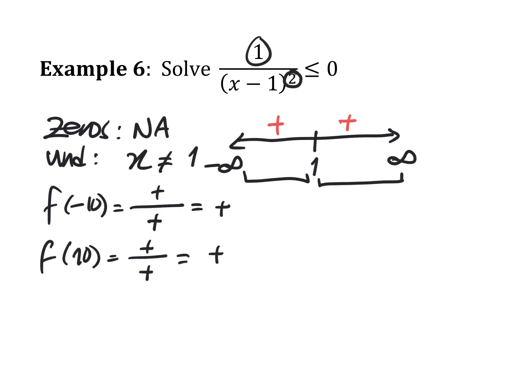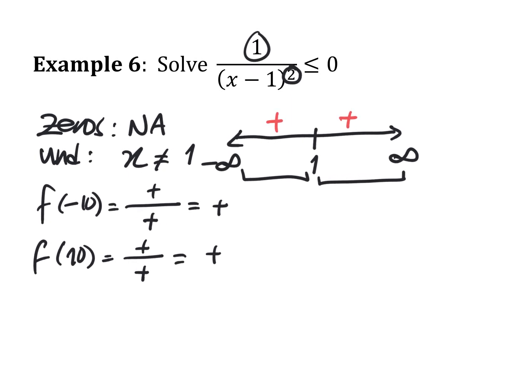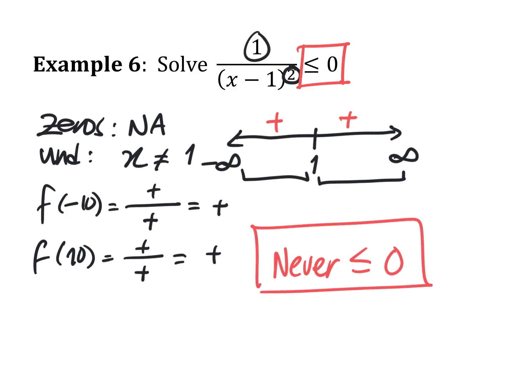Now look at this one. This is very interesting because it says that the rational function should be less than or equal to 0, but we cannot see any negative in here. Therefore, we can say that it is never less than or equal to 0. In mathematical terms, it's actually the null set. No solution.